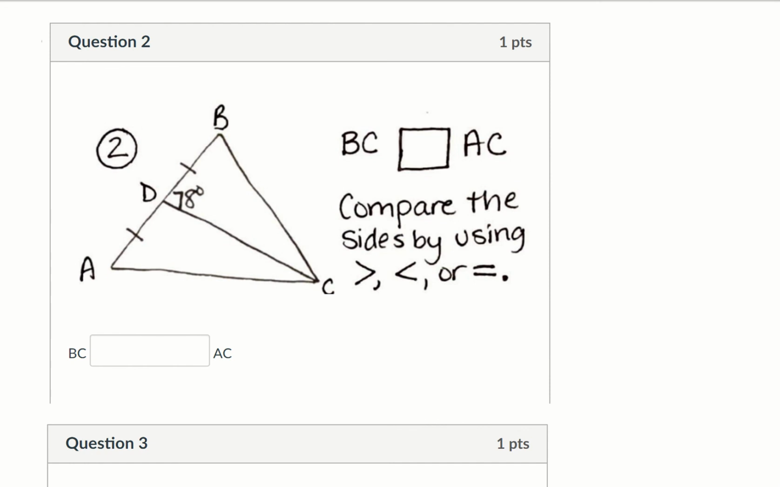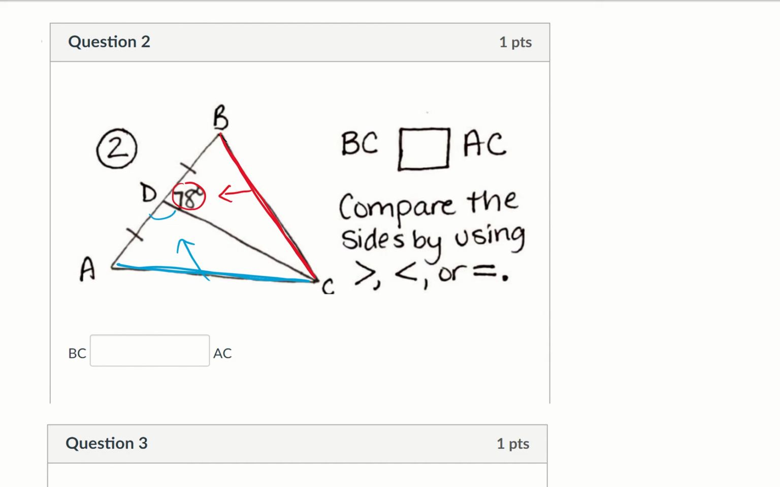All right, question 2. Here we're looking for a comparison between BC and AC. If we want to compare BC here, we're going to have to look at the opposite angle, which is 78. And if we want to look at AC, we're going to look at the opposite angle, which is this angle here. Well, the problem is we need to find that angle.